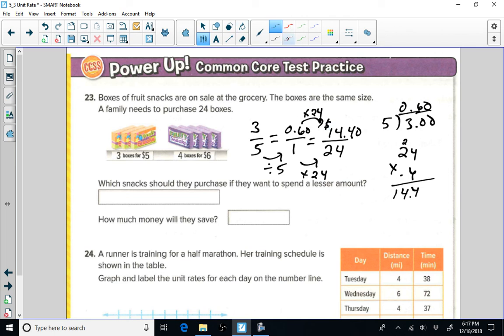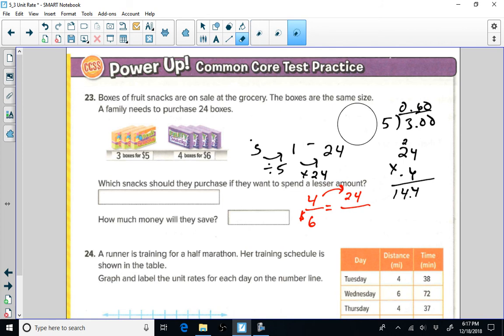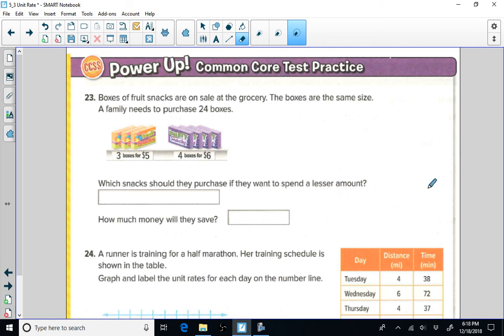The second one is a little bit easier. The second one, we have 4 boxes for $6. We want to know what's the cost for 24 boxes. All right, well, 24 boxes, that's going to be, oh, I messed that up. Let's redo that. I just realized something. Let's redo that.